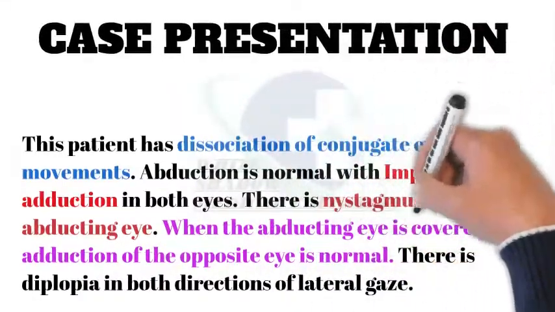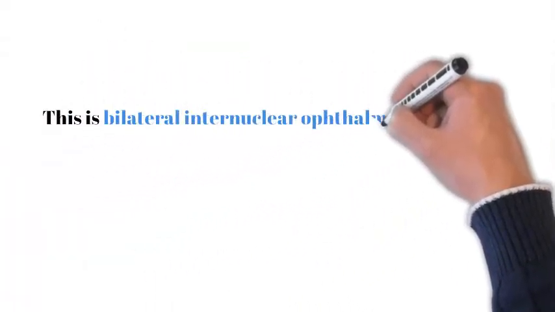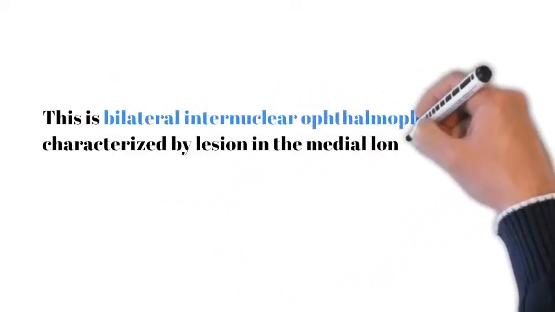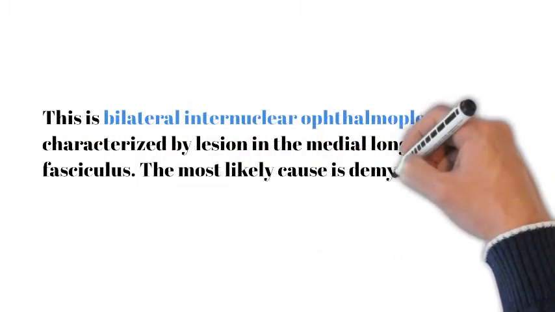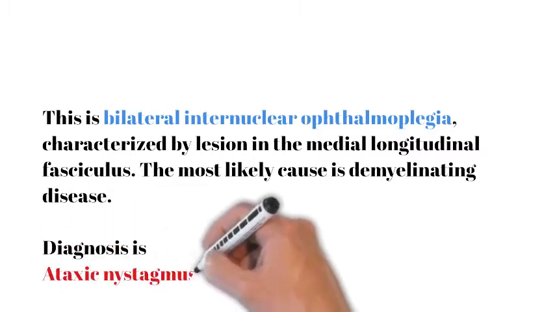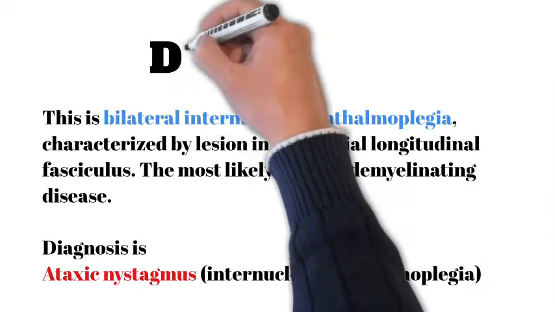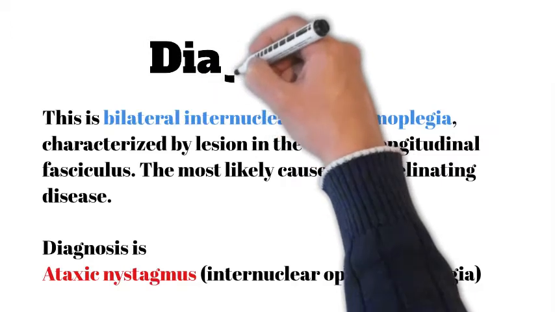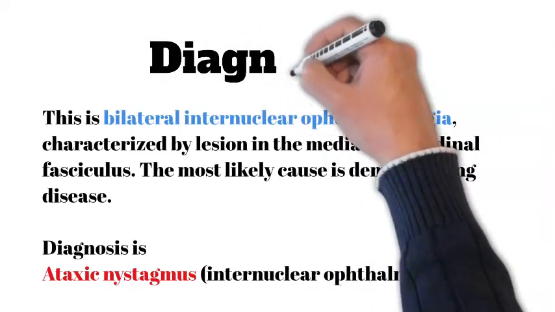Diagnosis is ataxic nystagmus. This is bilateral internuclear ophthalmoplegia, characterized by lesion in the medial longitudinal fasciculus. The most likely cause is demyelinating disease. Clinical discussions. It results in weakness of adduction of the ipsilateral eye, with nystagmus on abduction of the contralateral eye. The key feature is weakness of ipsilateral adduction, and the nystagmus may or may not be present.